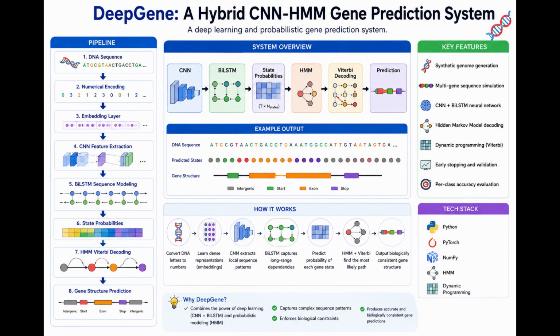I developed a hybrid gene prediction system in Python that combines deep learning and probabilistic modeling. The pipeline converts DNA sequences into numerical tensors, uses a CNN and BLSTM neural network to learn sequence patterns, and then applies Hidden Markov Model Viterbi Decoding to enforce biologically valid gene structures. The project includes synthetic genome generation, model training, validation, and gene annotation prediction.